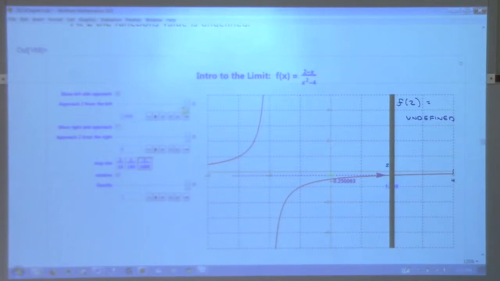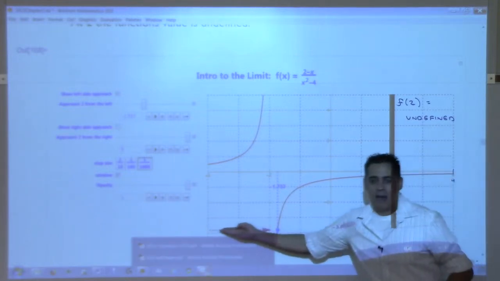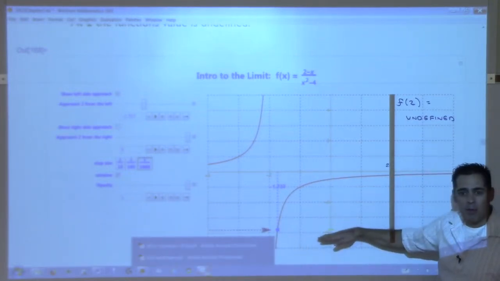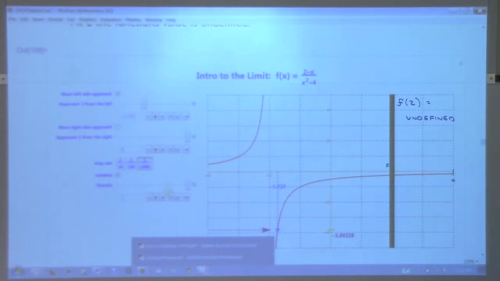Look at the y-coordinate here. The y-coordinate is this purple one, right? That's measuring your y-coordinate here. Right now we're down at negative 3.8, right? So I'm going to start moving this in again for you. Look at that y-coordinate and tell me where it's headed.